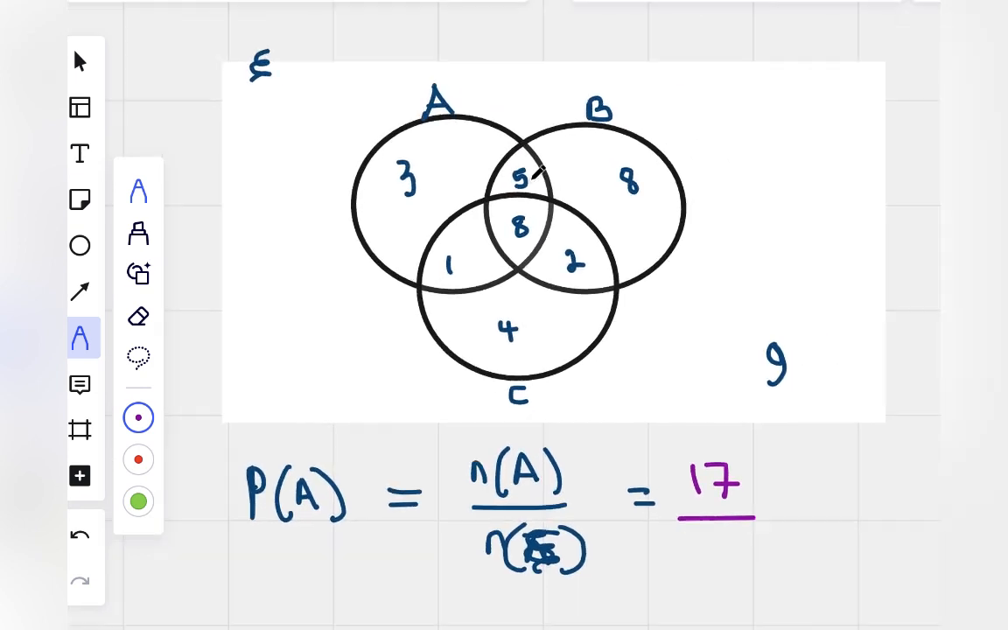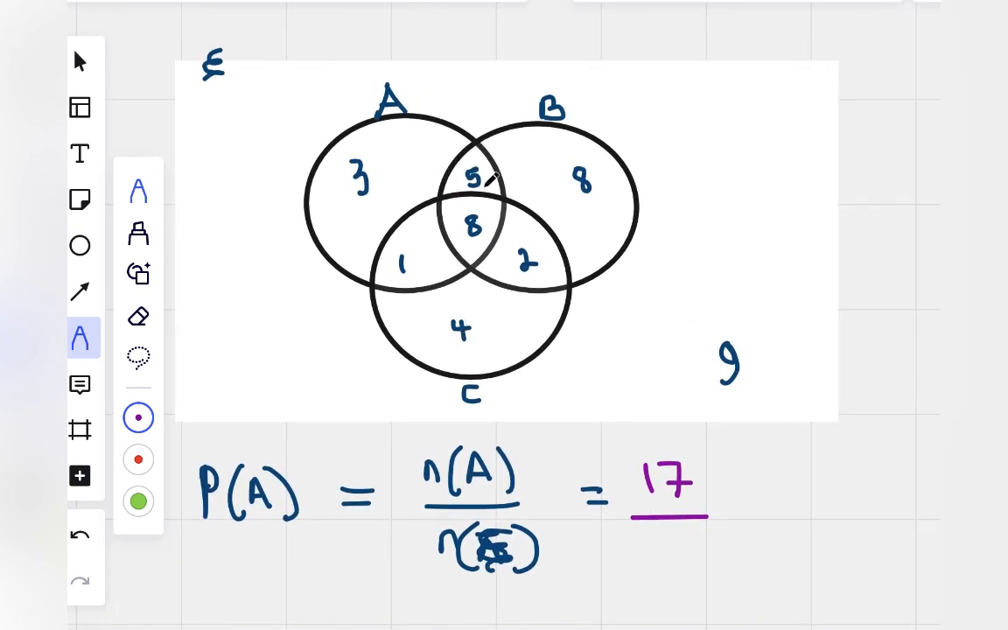Here we have 17, and then plus 4, we get 21, plus 2, 23, plus 8, we get 31, plus 9, we get 40, so over 40. So this will become 17 over 40. That's the probability of A, meaning the number of elements in set A over the total number of elements in the whole universal set. That's the meaning of probability of set A.